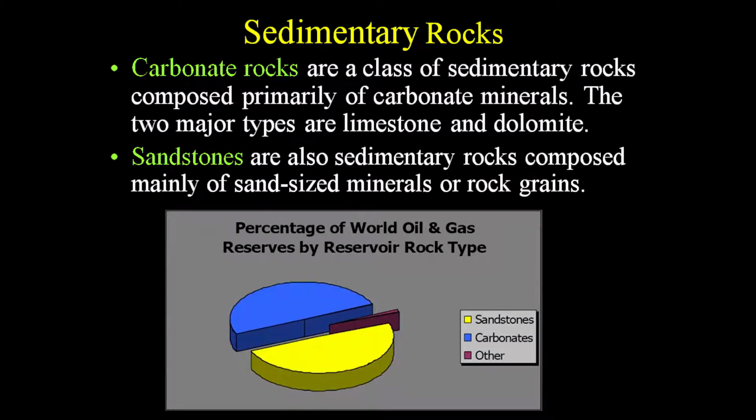Carbonate rocks are a class of sedimentary rocks composed primarily of carbonate minerals. The two major types are limestone and dolomite. Sandstones are also sedimentary rocks, composed mainly of sand-sized minerals or rock grains. Again, this partition is about conventional oil and gas. It drastically changes if we consider unconventionals as shales contain oil and gas. Notice that more than 75% of sedimentary rocks do not contain oil and gas.